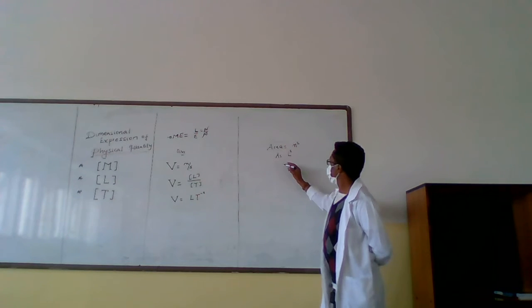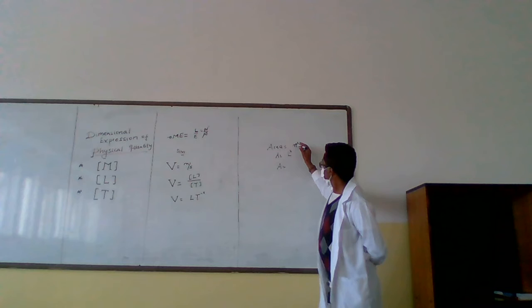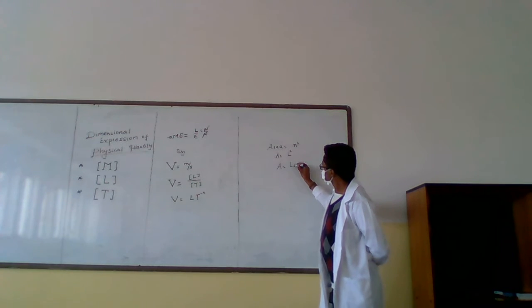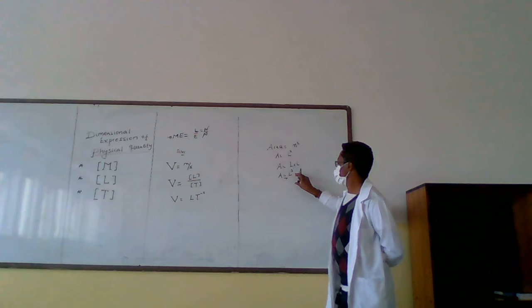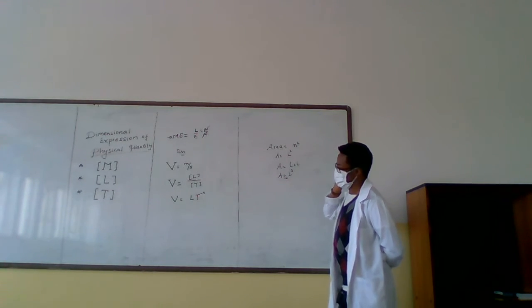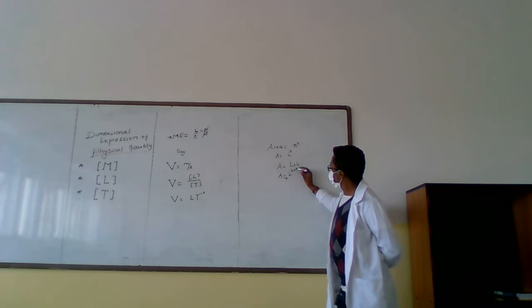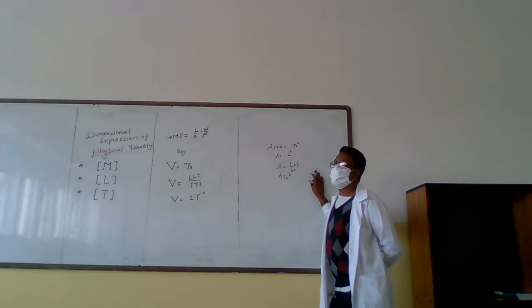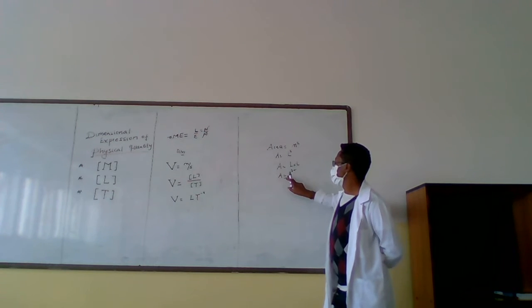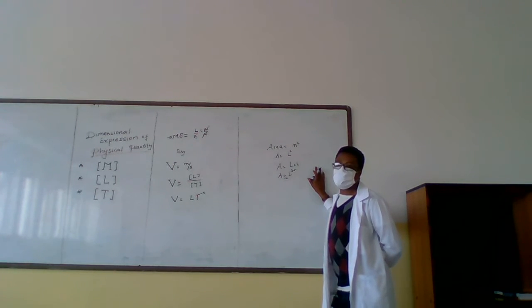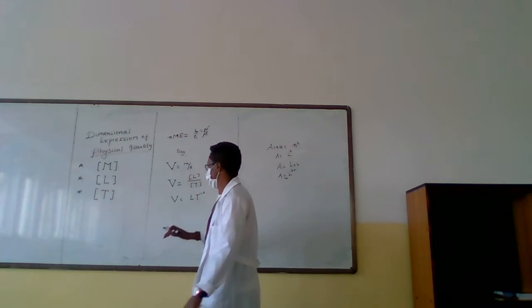It's simple. Or I can make it length times length, which is L squared. So expressing area in terms of its dimensions becomes L to the power of 2. The power of 2 which is multiplying this length is called the dimension of the unit. We call it the dimension of the unit. The power to which we raise the fundamental unit is called the dimension.